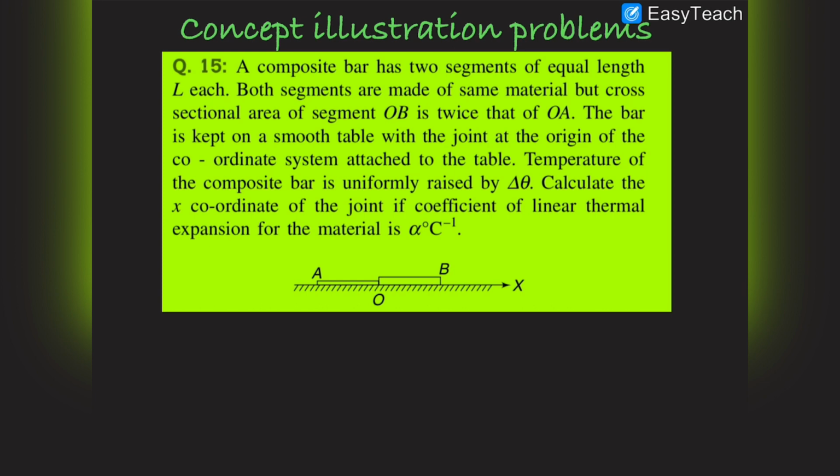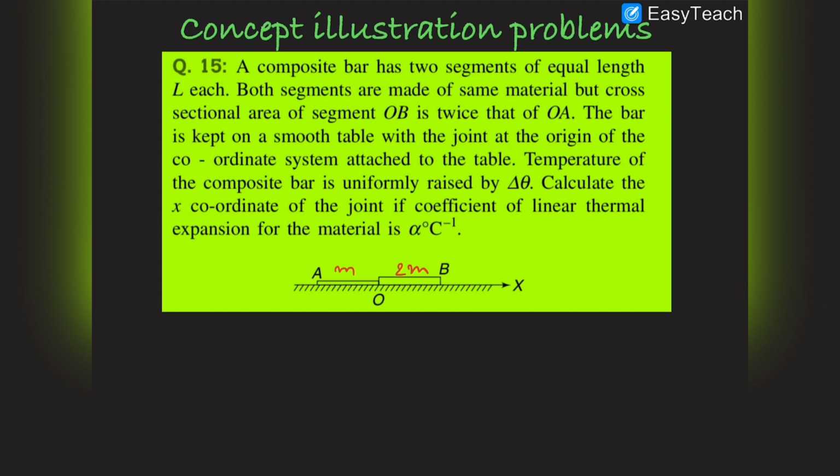So we have to find out the x coordinate of the joint if the coefficient of linear expansion of the material is alpha, and it is also given that this is the origin. Okay, so we have to find out the new x coordinate of the joint. So we know that as the area of cross section of this rod is twice as compared to this one, therefore the mass of this rod will be 2m.